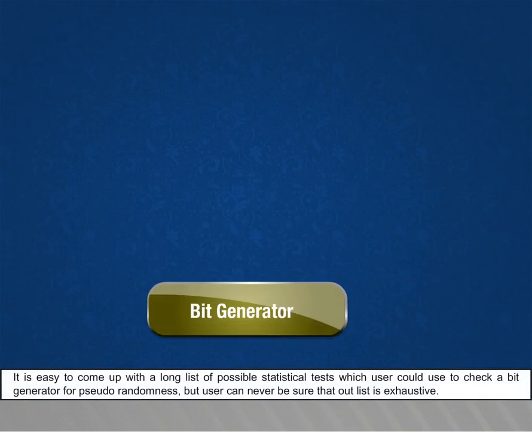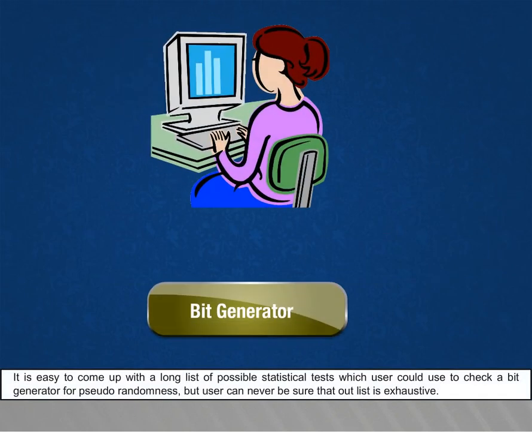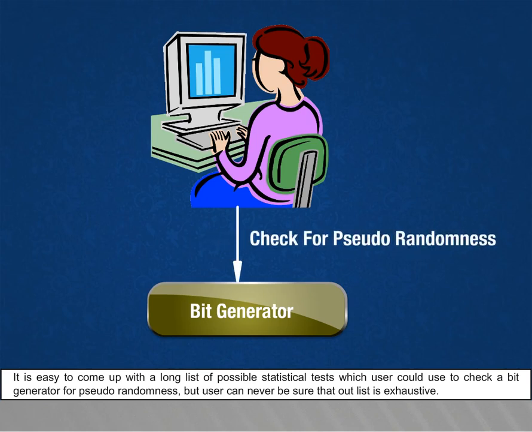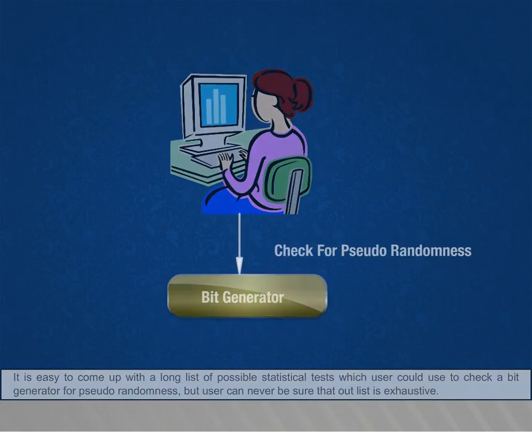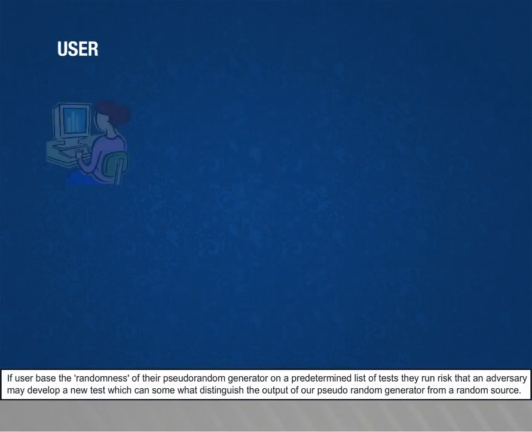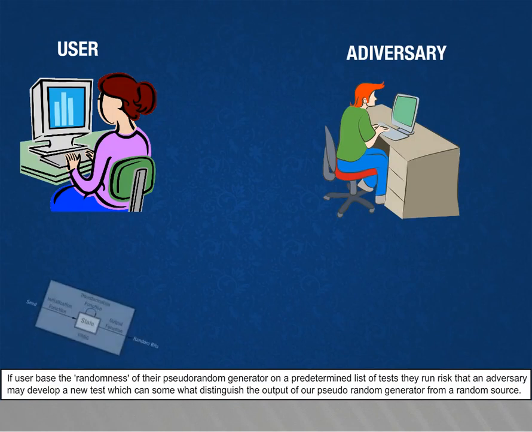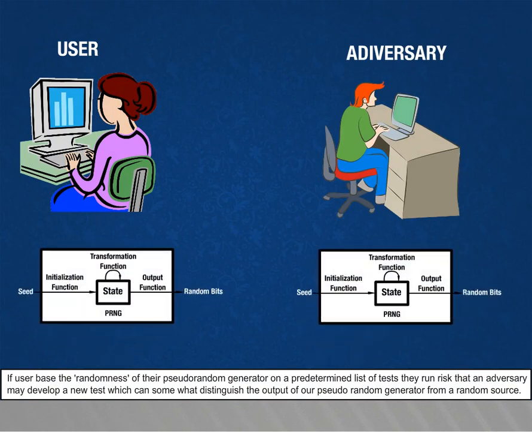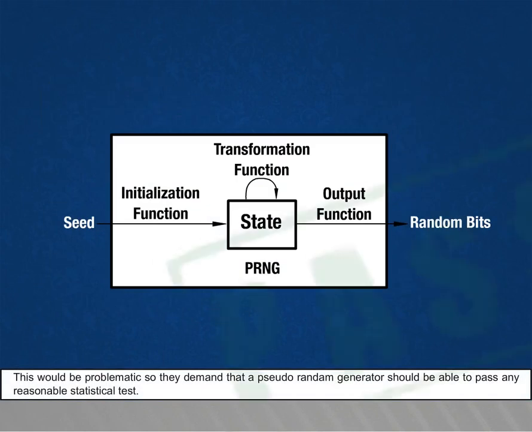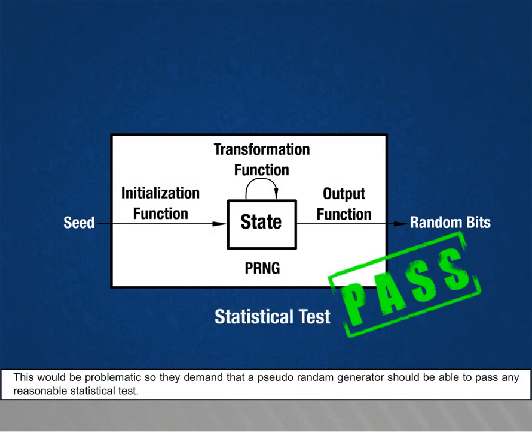It is easy to come up with a long list of possible statistical tests which users could use to check a bit generator for pseudo-randomness, but users can never be sure that our list is exhaustive. If users base the randomness of their pseudo-random generator on a predetermined list of tests, they run the risk that an adversary may develop a new test which can somewhat distinguish the output of our pseudo-random generator from a random source. This would be problematic, so they demand that a pseudo-random generator should be able to pass any reasonable statistical test.